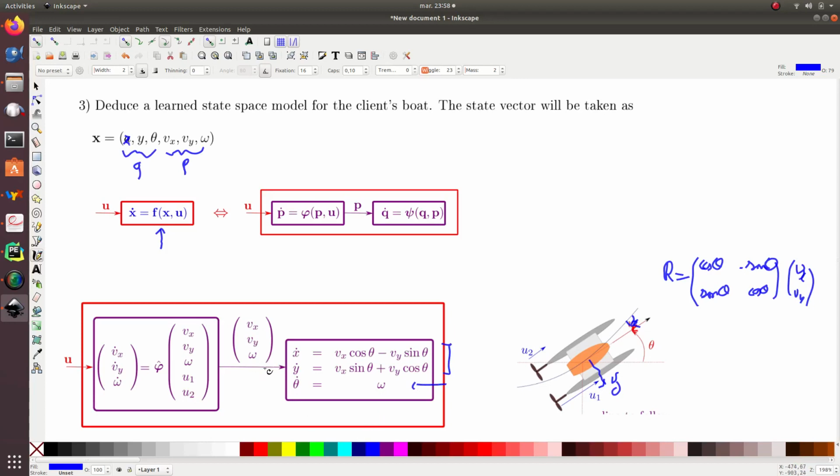And this one also has no coefficient, it just tells me that the derivative of the heading corresponds to the rotation rate. The input of this system is P, and we understand that the derivative of P is equal to the function phi, where here I have P, and here the input U. And I have learned this one. This is why here I have phi-hat.